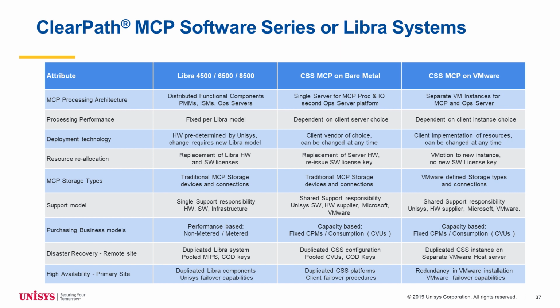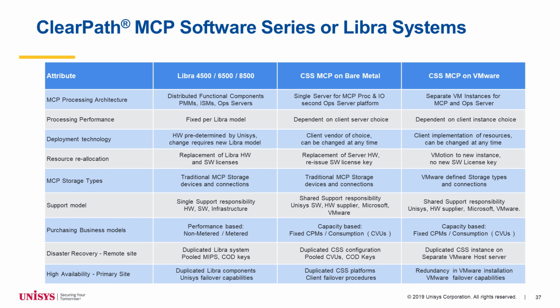Our purchasing business models: we've moved from the metered and non-metered types of systems with the Libras to capacity-based with consumption and fixed CPMs. So by fixed CPMs, you're choosing the number of CPMs and the capacity set. And as I indicated before, for example, Platinum is now 1.5 times Gold. And that's the same with VMware and the Software Series. It's the same whether it's bare metal or a VMware environment.